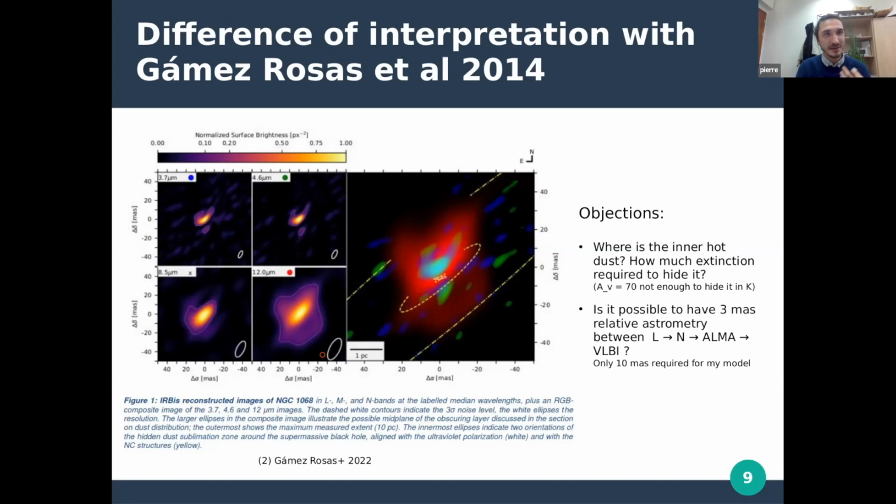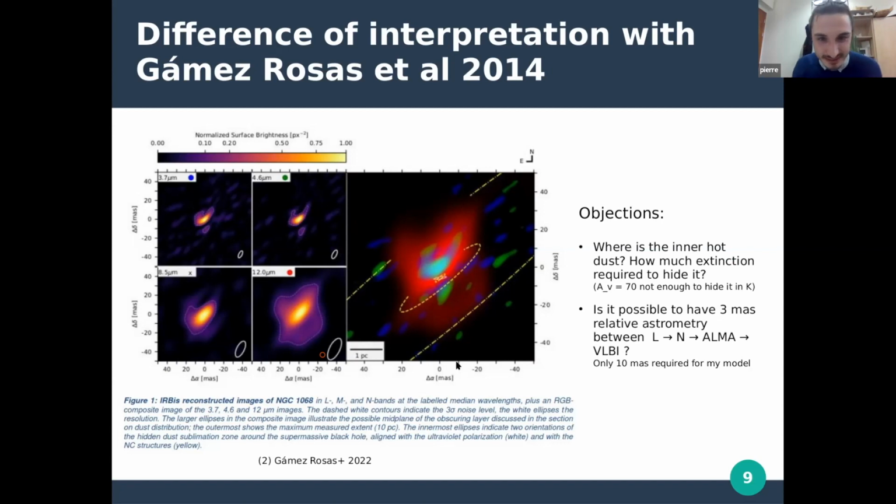And so my question is, if you agree that there must be somewhere a sublimation ring, how is it possible to hide it? How much extinction we would need and stuff like that. And I did not find any discussion on this aspect in the paper, while for me, this is something that goes against the intuition that we should be dominated by the hot dust somehow. So this was my first point.